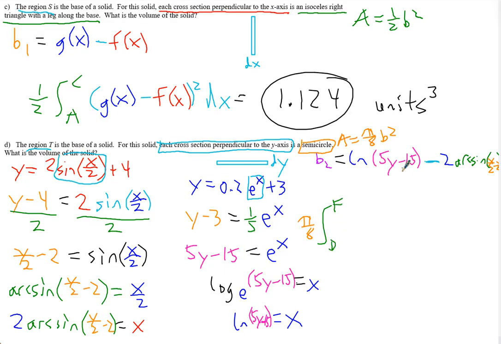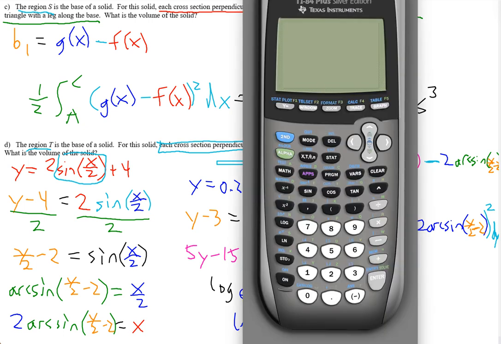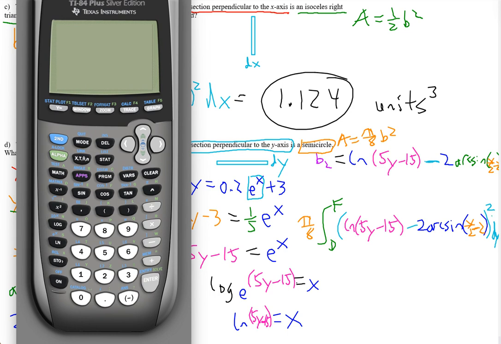And then we just have our base here squared. So parentheses, natural log of 5y minus 15 minus 2 arc sine of y over 2 minus 2, and then the whole thing squared times dy. On the Inspire, you can type it in just like this, and you can actually use y. But on the 84, it doesn't let you type in y. You have to put an x everywhere there's a y.